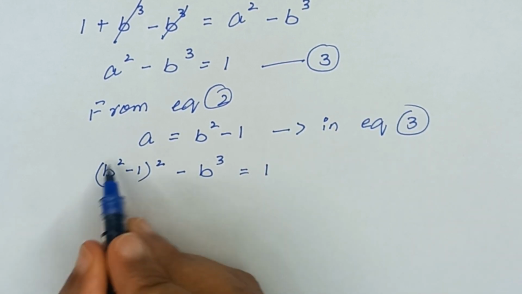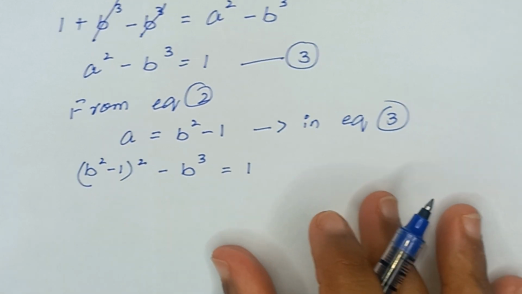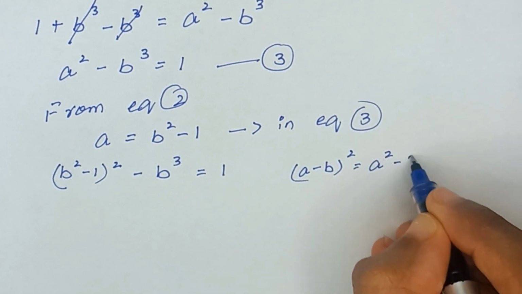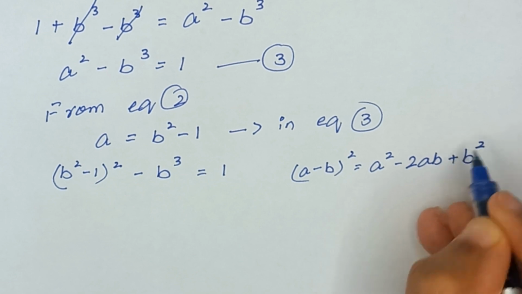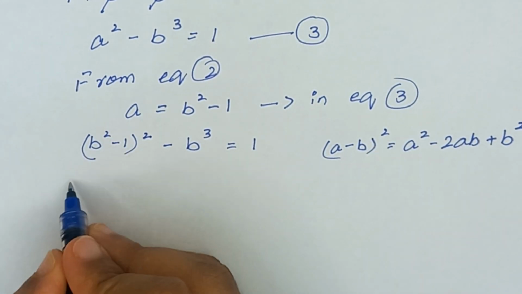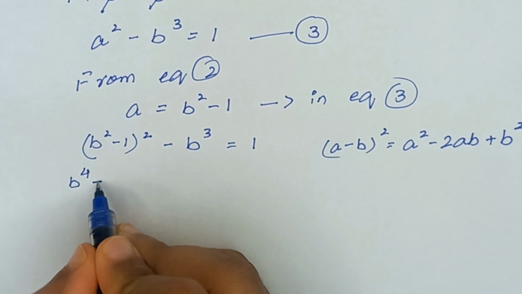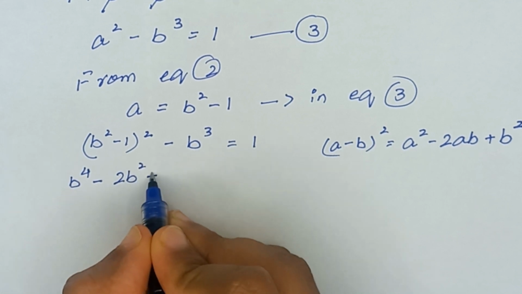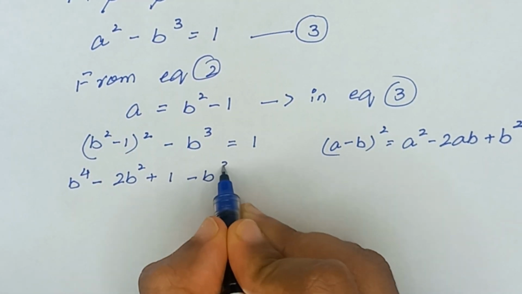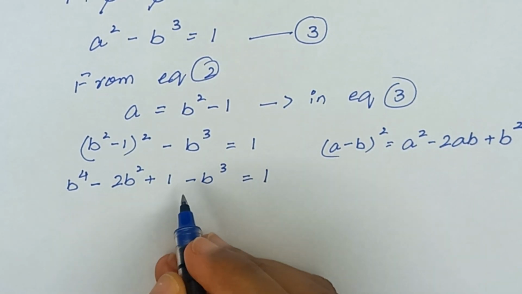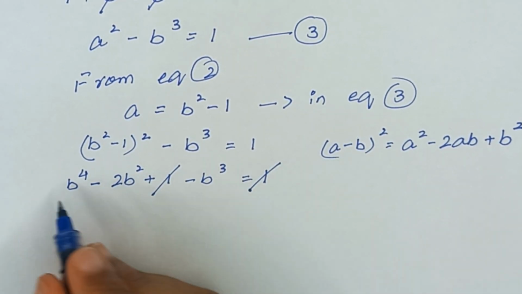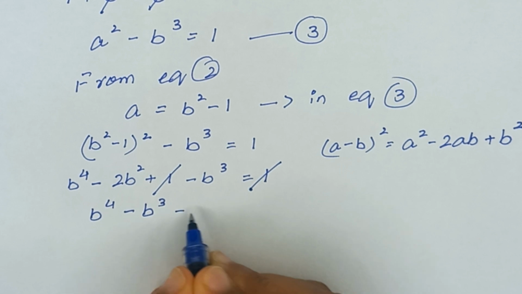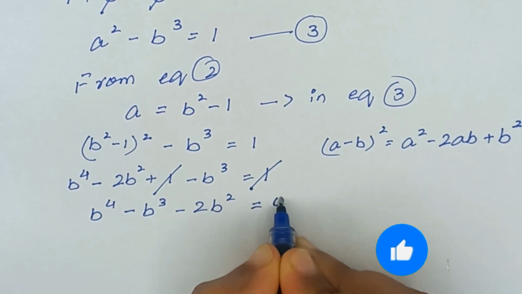Now you can see that it is in the form of (a minus b) whole square, and (a minus b) whole square is equal to a square minus 2ab plus b square. So it will become b raised to the power 4 minus 2 times b square plus 1 minus b cube is equal to 1. Now this plus 1 and this 1 will cancel out, and it can be written as b raised to the power 4 minus b cube minus 2b square equal to 0.